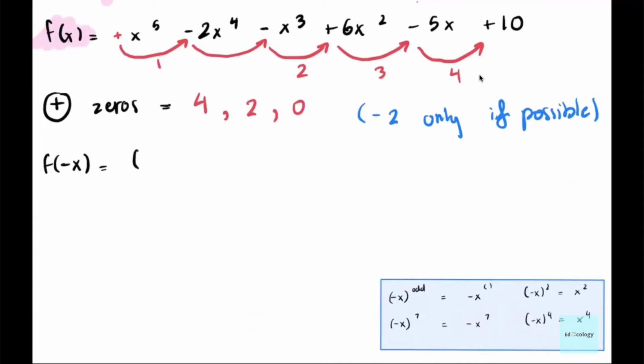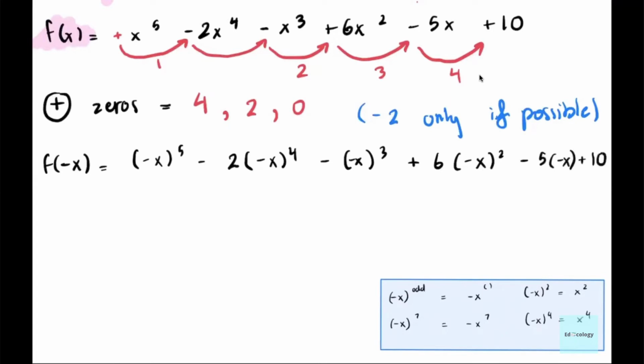So f of negative x is negative x to the power of 5 minus 2 times negative x to the power of 4 minus negative x to the power of 3 plus 6 times negative x to the power of 2 minus 5 times negative x plus 10. The constants never change when you change x to negative x. Then it will be rewritten as, remember, odd powers, the sign will be negative.